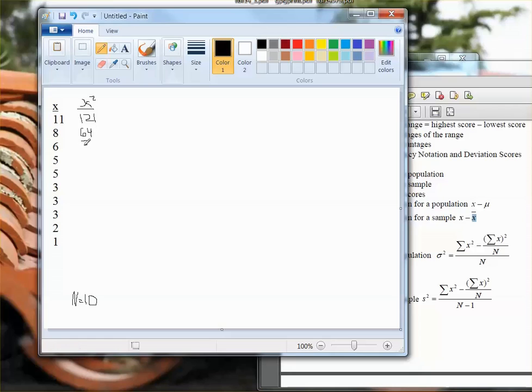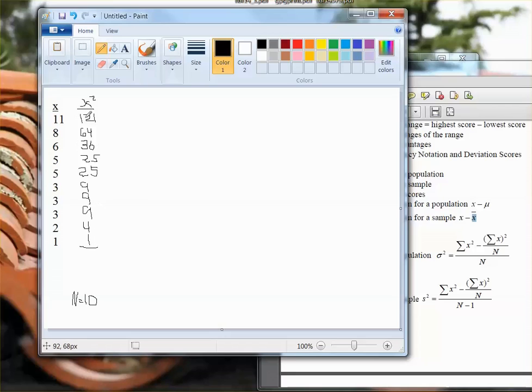Then we have 36. Then 25, and 25 again. And then, of course, we have 9, 9, 9, 4, and 1.